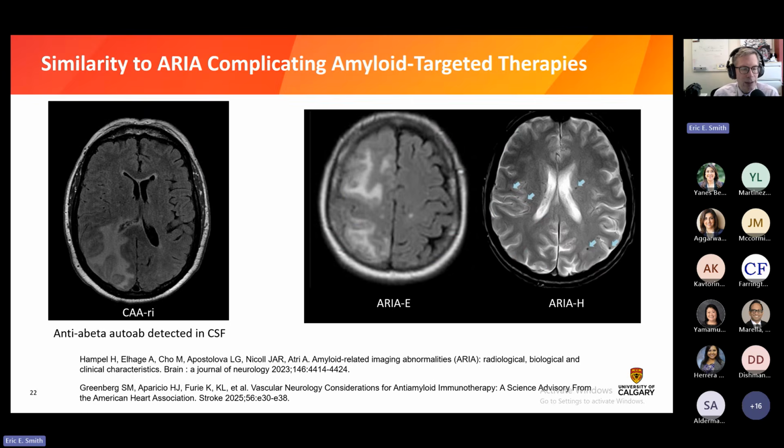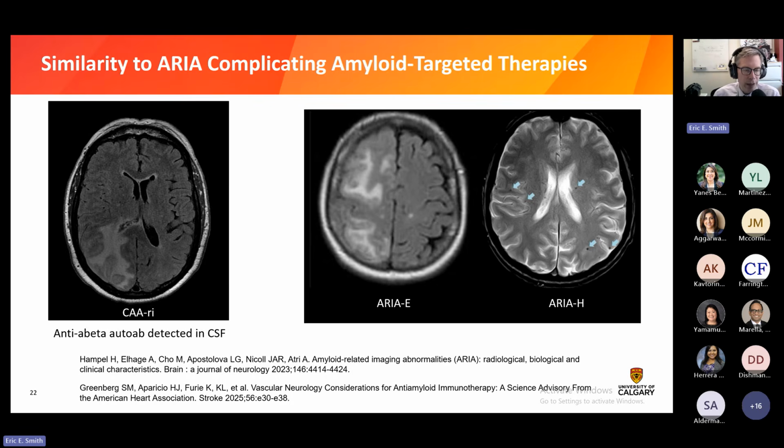And this syndrome is very similar to what happens if you treat patients with CAA with lecanemab or donanemab, which is a phenomenon called amyloid-related imaging abnormalities, or ARIA, which can take the form of edema, or ARIA-E, with a pattern that looks very similar to CAA-related inflammation, or ARIA-H, which stands for ARIA hemorrhage, and is marked by microbleeds appearing or superficial siderosis appearing in the brain, as shown by the arrows here. And so this radiologically occurs in as much as 1 in 4 to 1 in 3 patients treated with lecanemab or donanemab.